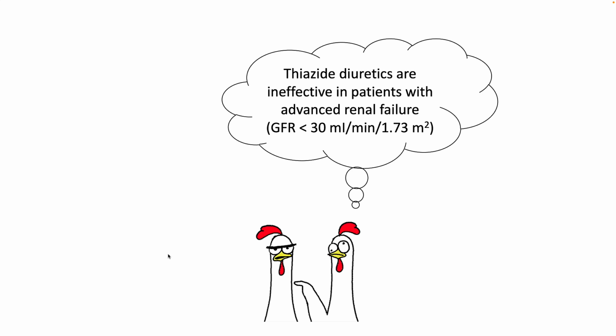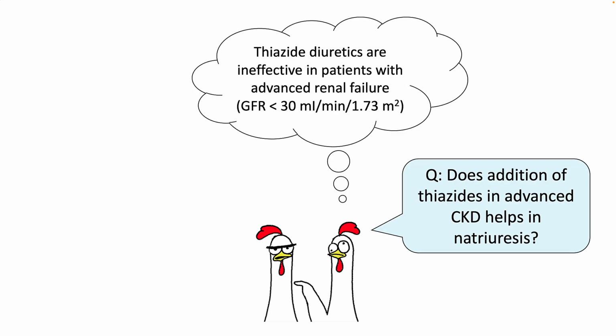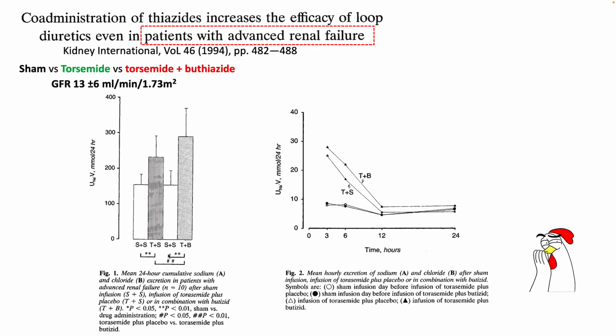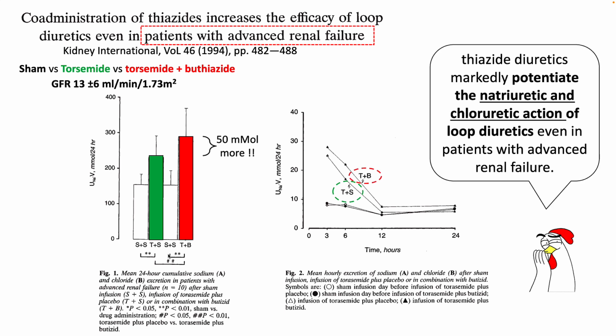However, one of the questions that you should be asking is thiazides are ineffective in advanced renal failure, especially with GFR less than 30. So let's see if addition of thiazides to loop diuretic in advanced CKD patient helps with natriuresis. In this study, the average GFR was 13, and they compared sham with torsemide and butizide. And you can already see that patients respond much better with torsemide as compared to sham. However, adding a thiazide adds more natriuretic power to torsemide.